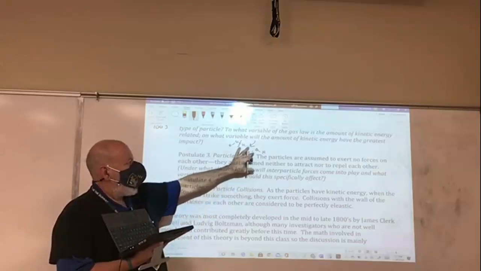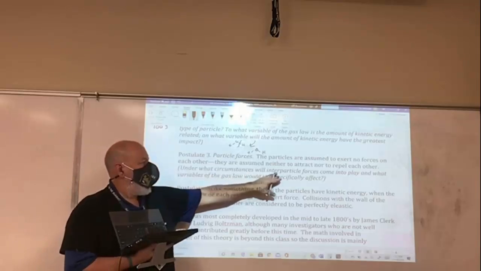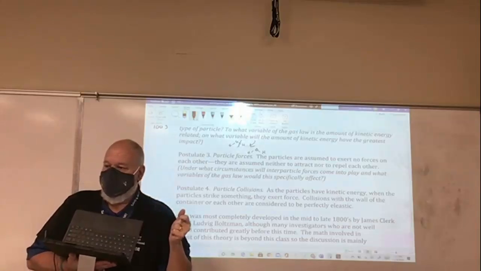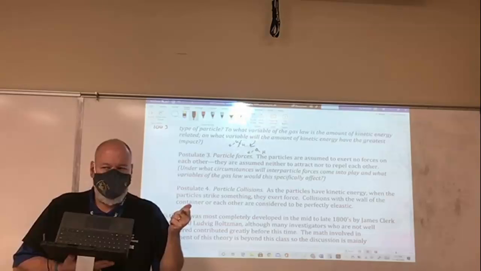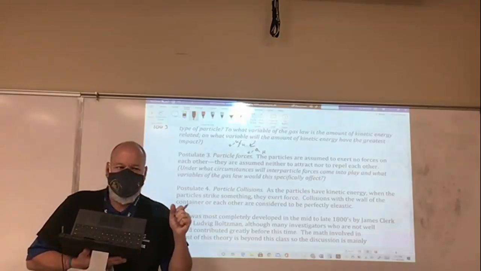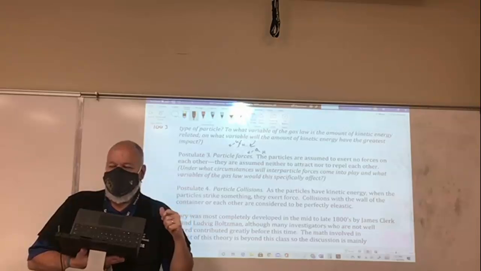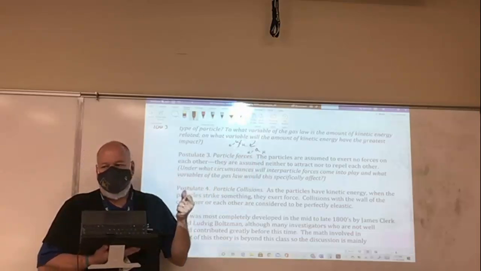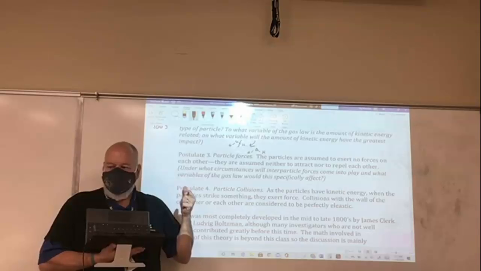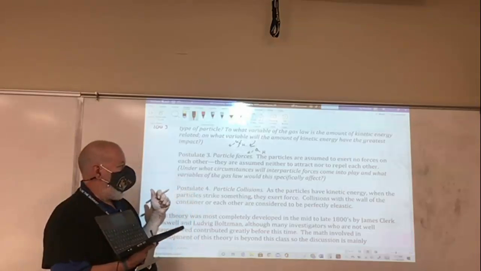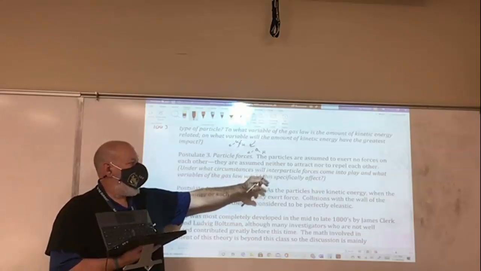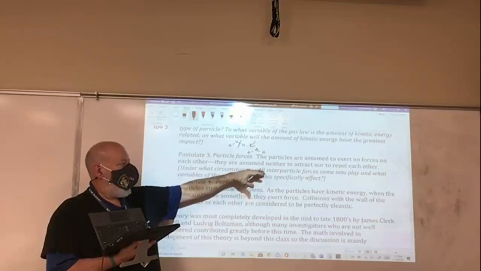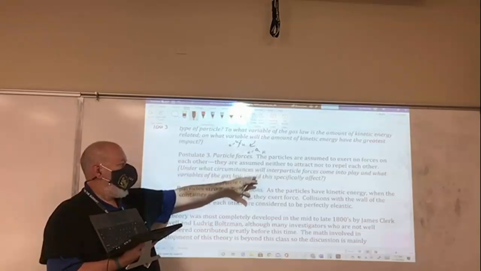But if I slow these things down, under what circumstances will interparticle forces come into play? If I slow them down, in other words, if I decrease the temperature, or if I push them too close together. Even if there's a lot of energy, even if the temperature is fairly high, maybe I can compress them to the point that they're going to be close enough that they'll start to feel the interparticle forces. So under what circumstances will these come into play? If I have decreased volume or increased pressure or decreased temperature, these can come into play.